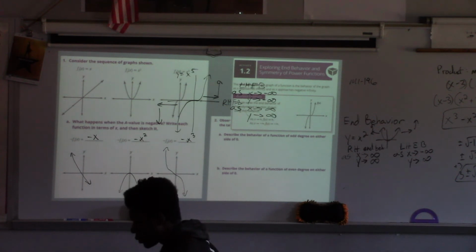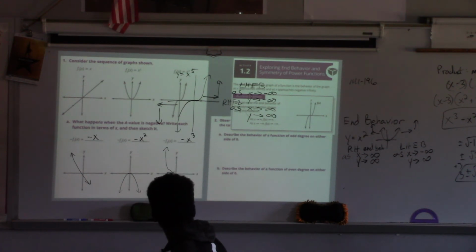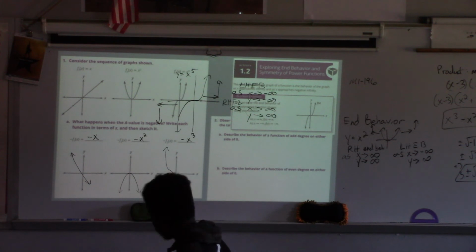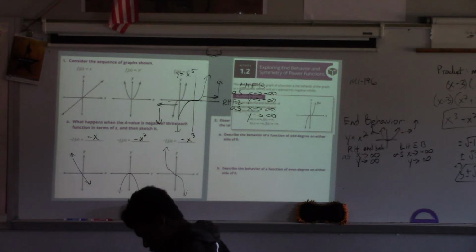How are we supposed to do this one? I want you to think about it. Use your right hand. As you're going to the right, towards the right is going this way. Which one is A? So what's my x going towards when it goes to the right? Positive infinity. And then left-hand behavior is going to the left.